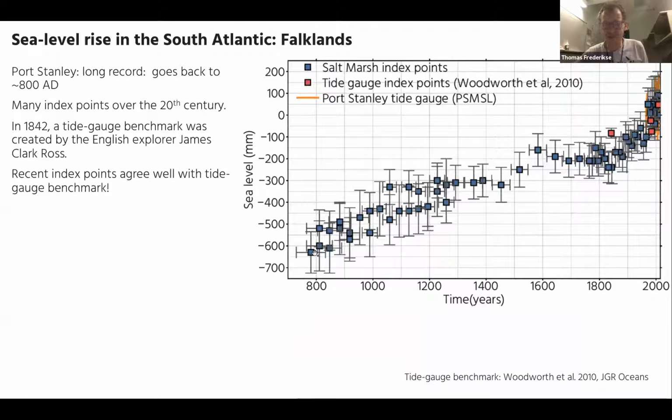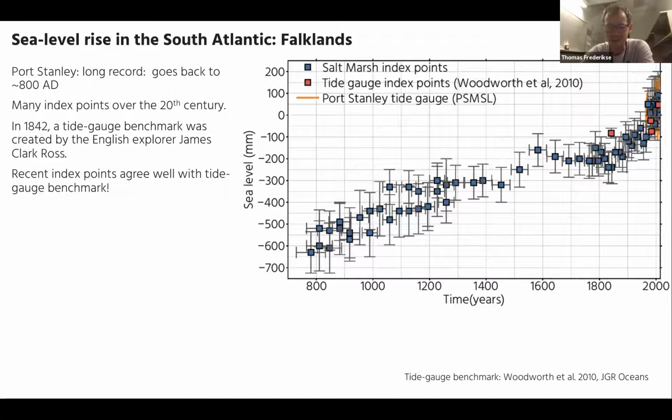So every blue dot is a sea level index point, and this goes back like 1200 years. And you can see a slow rise and then flat, and then this very steep rise somewhere since the 1850s. And as a nice independent check on this data, there was an English explorer, James Clark Ross, who went to the Falkland Islands in 1850 and measured sea level for a week.